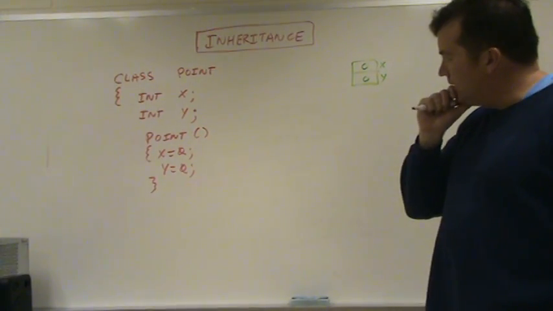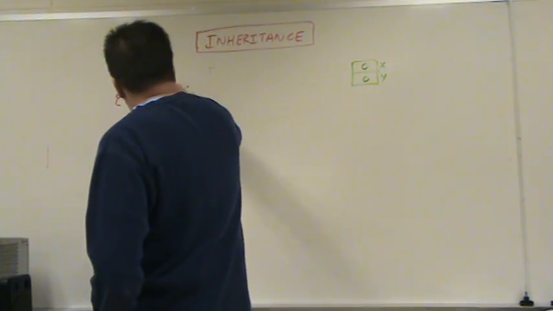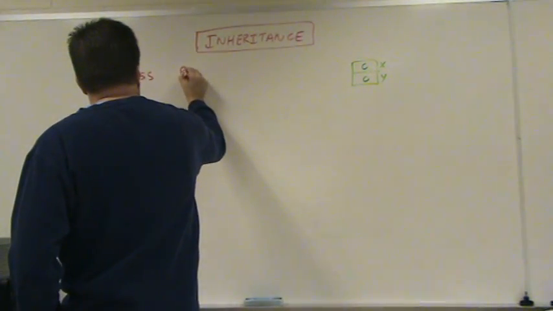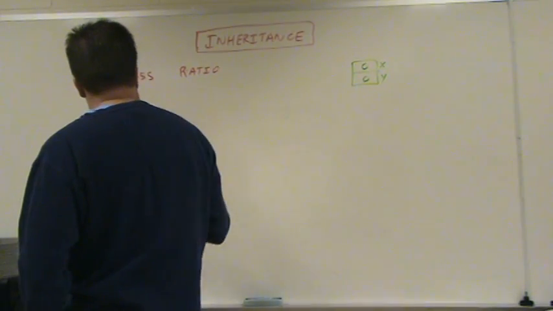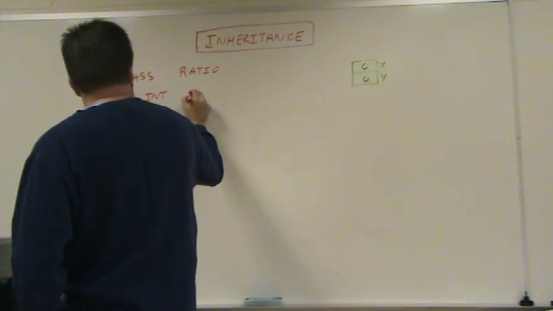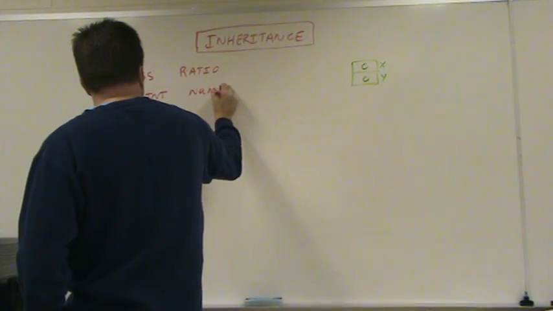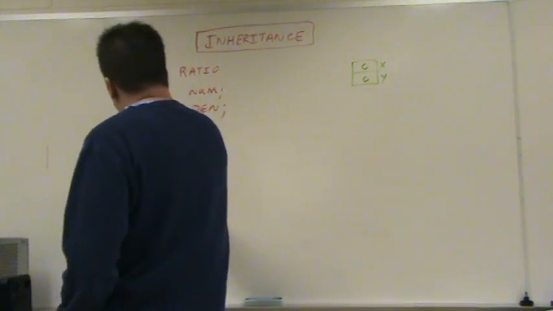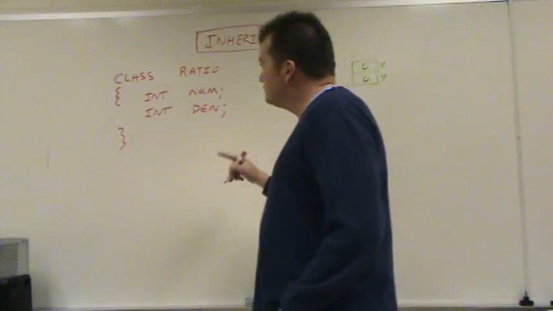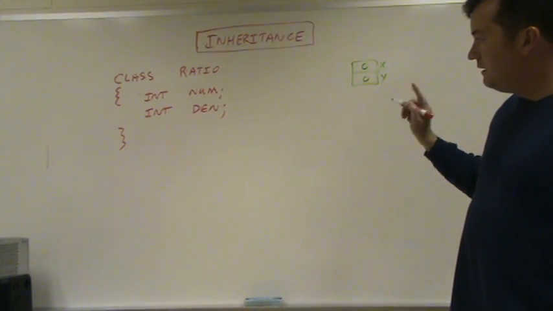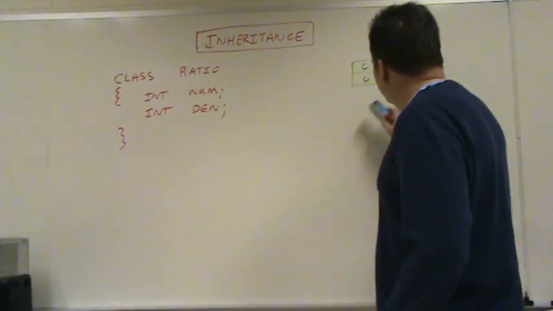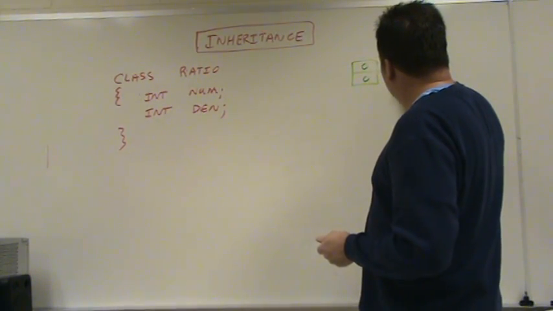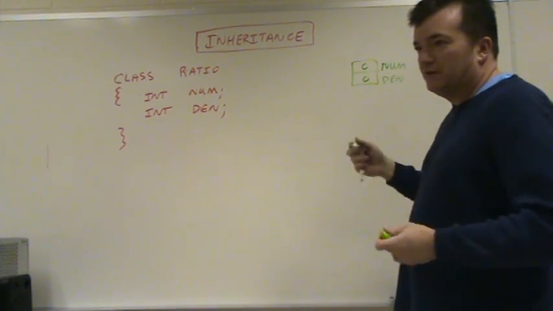Where's an example where you're not okay with it? Let's say we wanted a ratio, right? A numerator and a denominator. We have a numerator and a denominator. If we don't supply a constructor and somebody goes and makes one of these, what's going to happen? We're going to get a numerator and a denominator. They're both going to be 0. Is that okay?